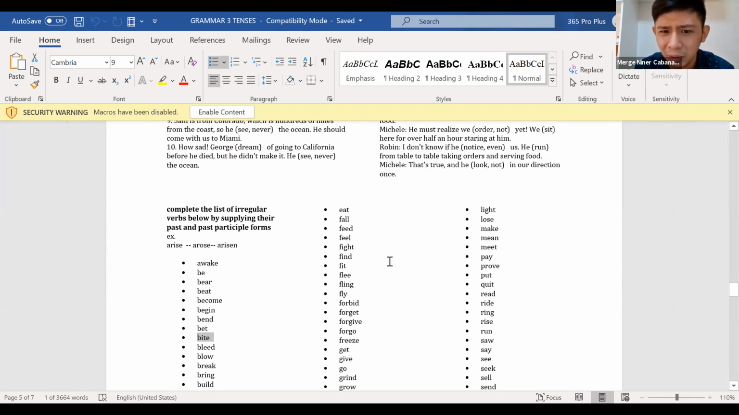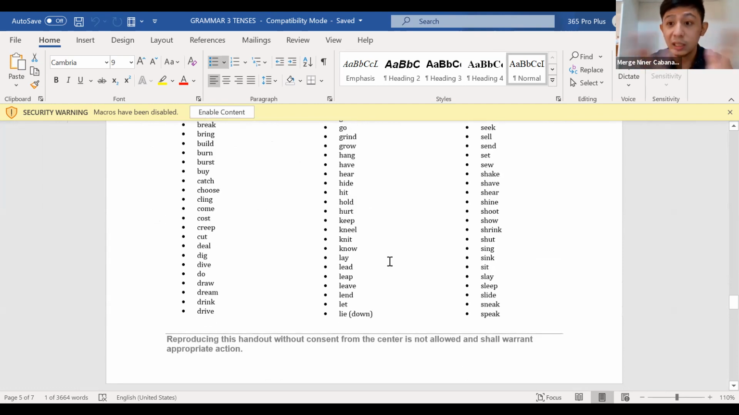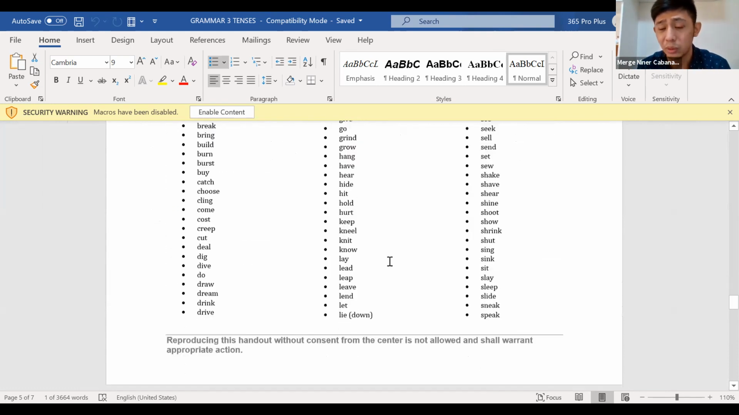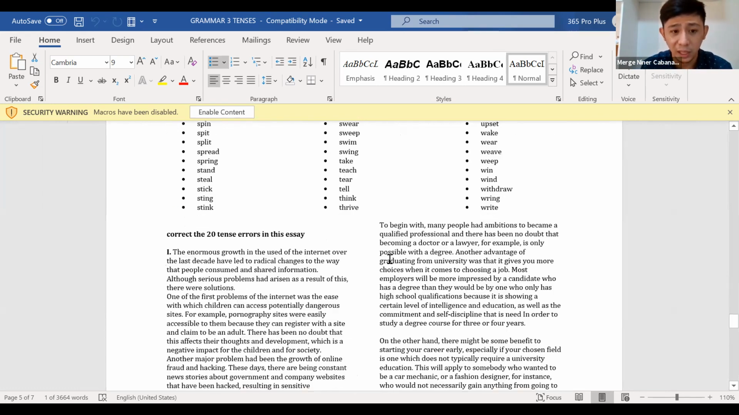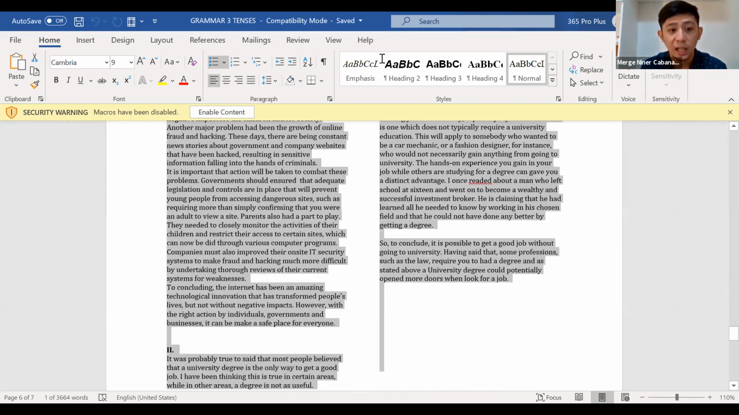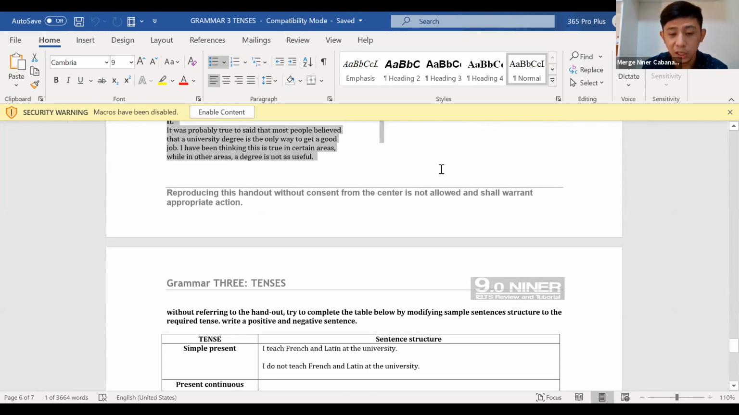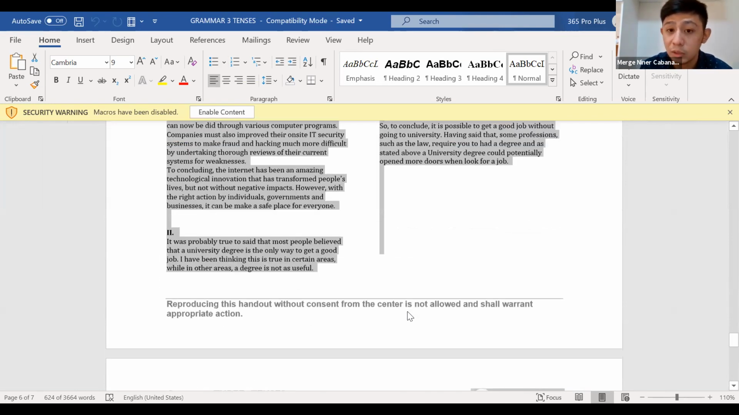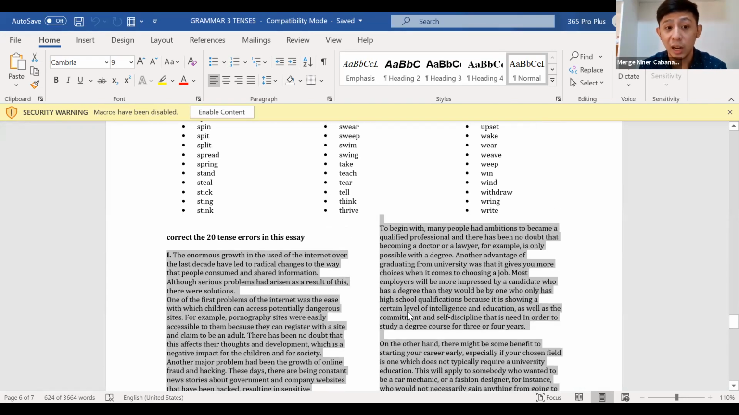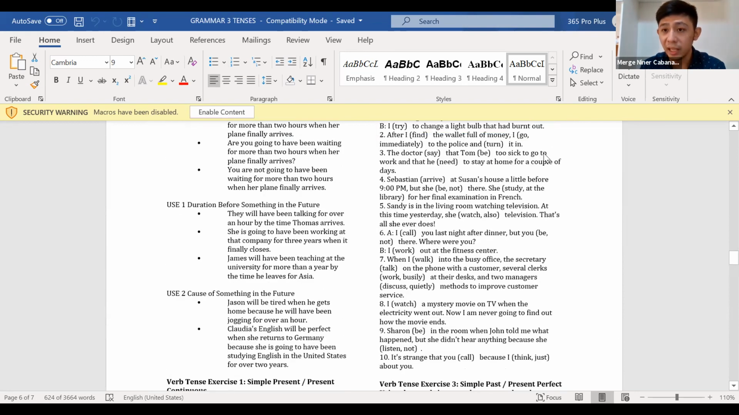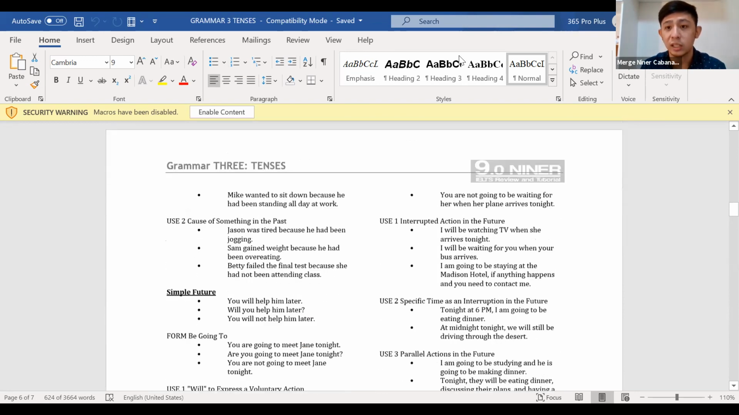Okay, haba, ang dami, oh. All right, so you have to. This is just a review. When I was in first year high school, this is exactly what I was introduced to. So this is just a recap of everything. And then I want you to correct the 20 tense errors in this essay. And then I want you to supply with the sentence structure. So you have activities, but I will also provide the answer key later. All right, so don't worry. So that will be the end of our discussion today.